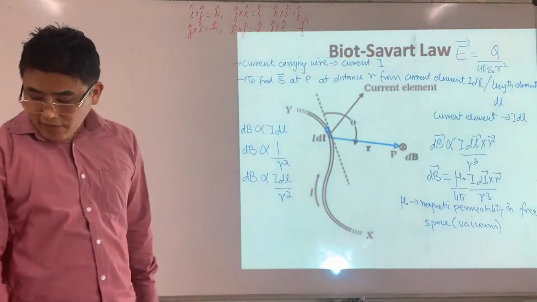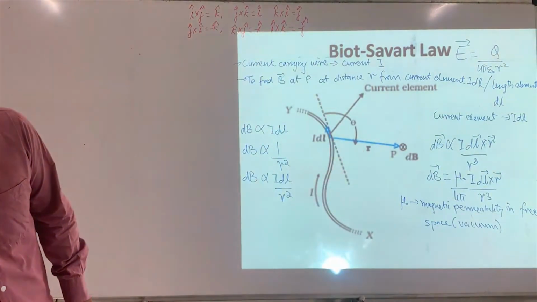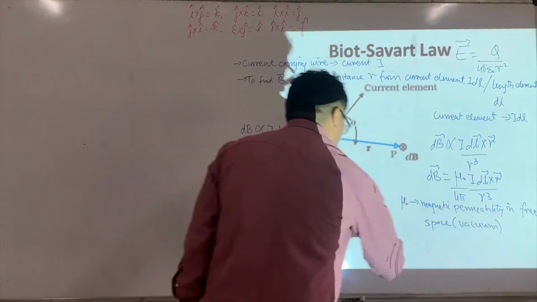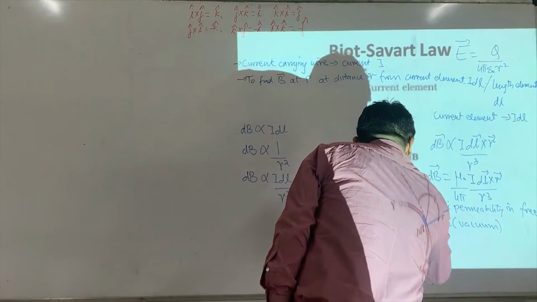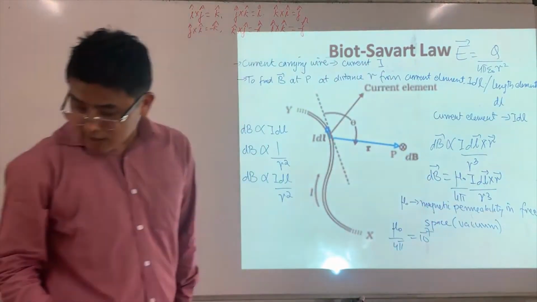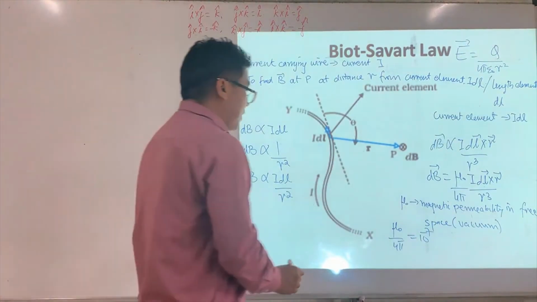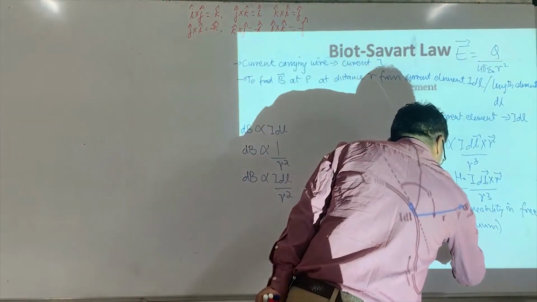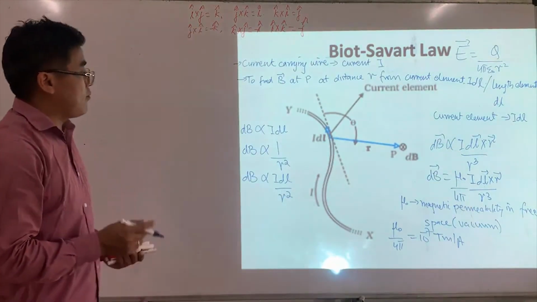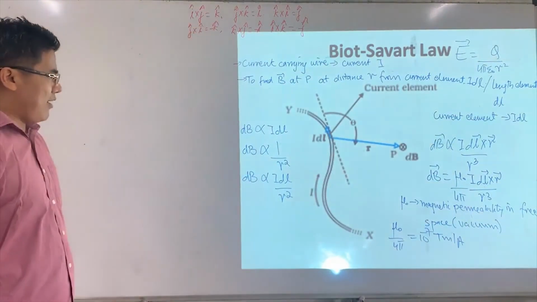Alright, this is what I have. The value of mu naught divided by 4 pi is 10 raised to the power minus 7 Tesla meter per ampere. This is the value of mu naught divided by 4 pi. This is what I have.